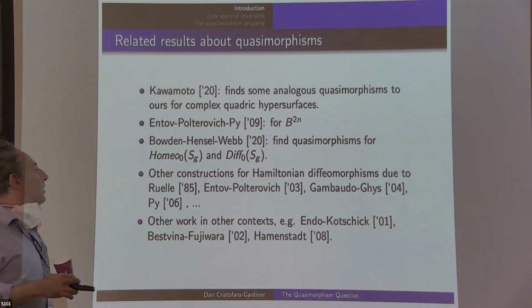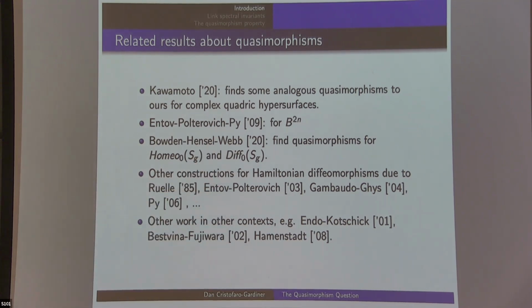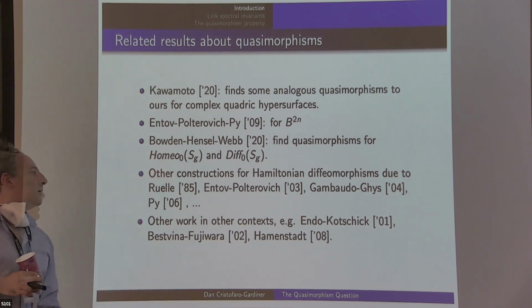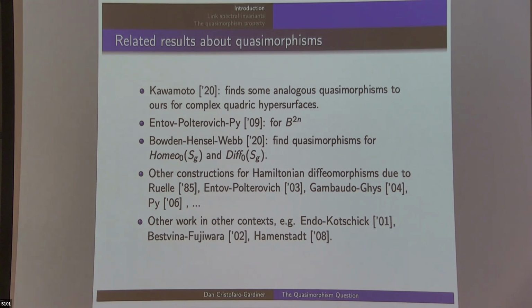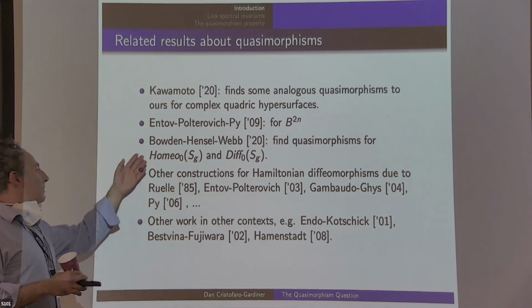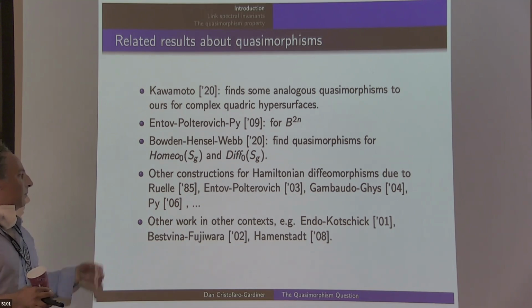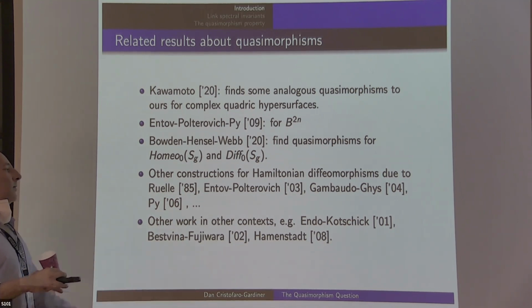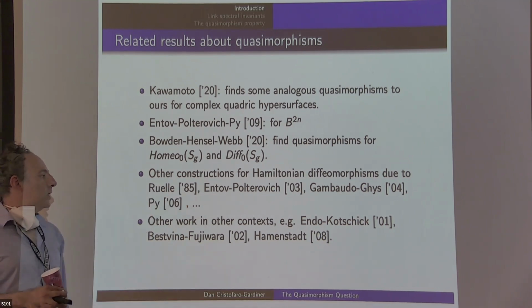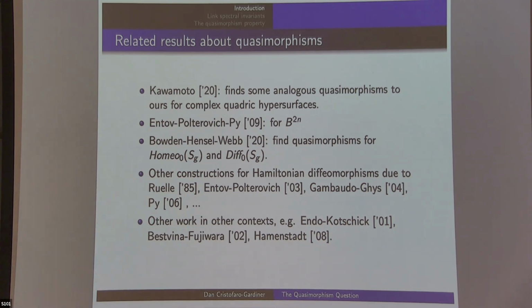Entov and Polterovich have an analogous result for the 2n-dimensional ball. I've already mentioned the work of these three authors who, if you don't look at some symplectic condition, find quasimorphisms for just the group of ordinary homeomorphisms and ordinary diffeomorphisms. The 0 just means in the component of the identity. And there are lots of constructions that go back a very long time. Maybe the oldest one that I know of is due to Ruelle, who constructed this Ruelle invariant. It's a quasimorphism. There are constructions of Entov and Polterovich, Gambaudo and Ghys. There are other works. Quasimorphisms have had a lot of influence in other areas of math, far from symplectic geometry. So here are some examples.